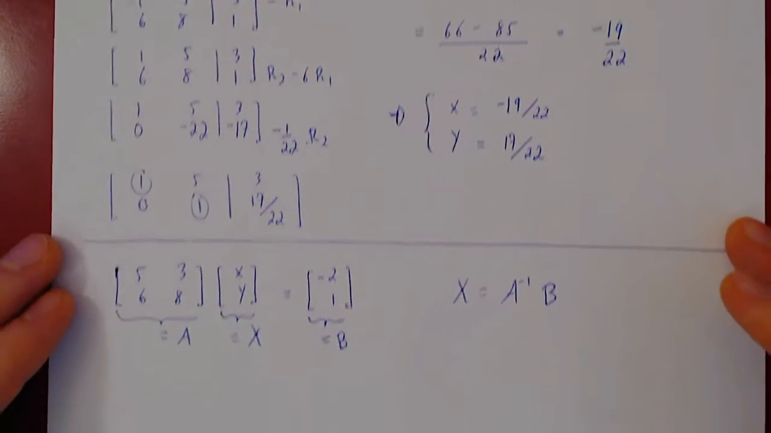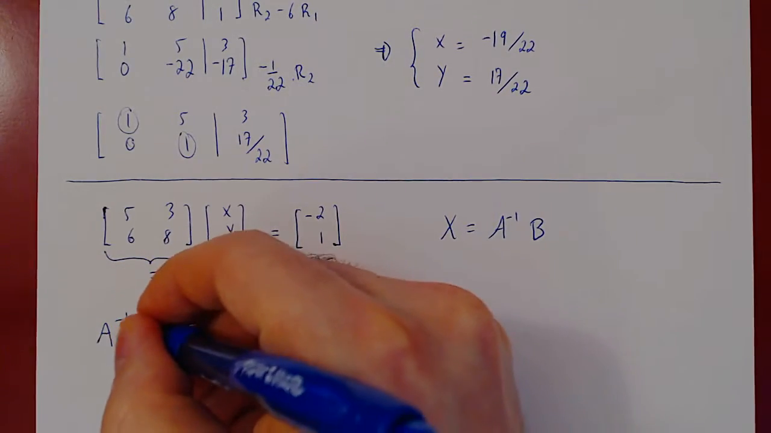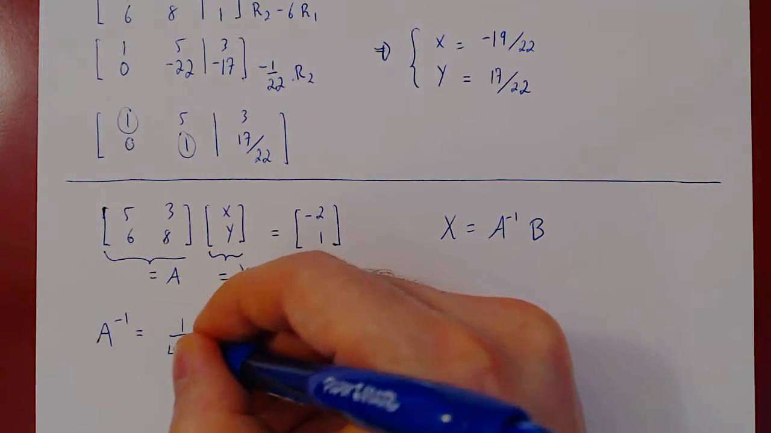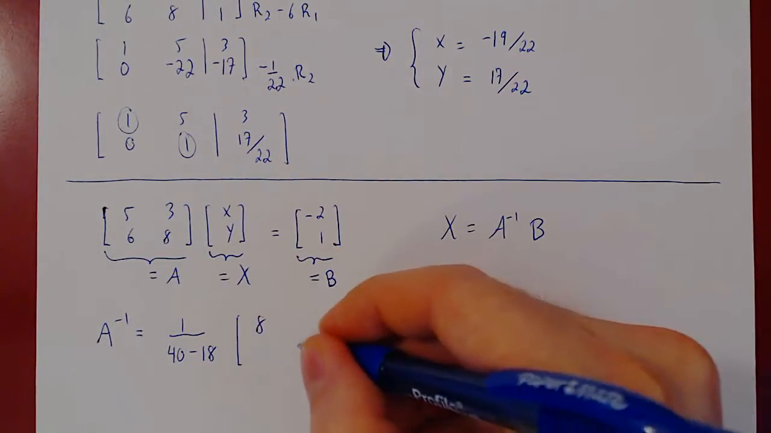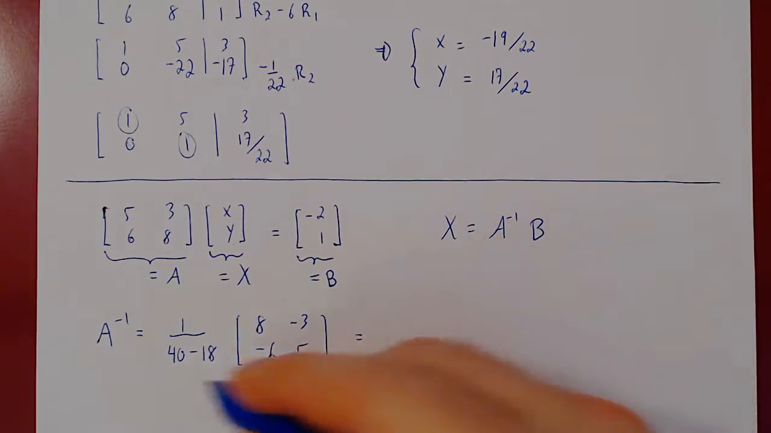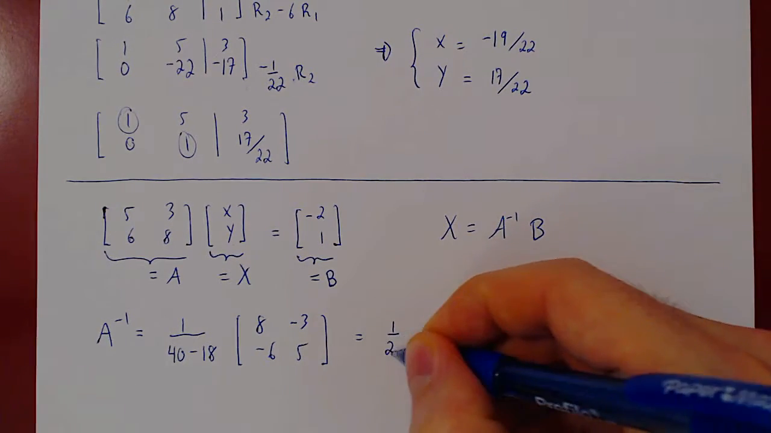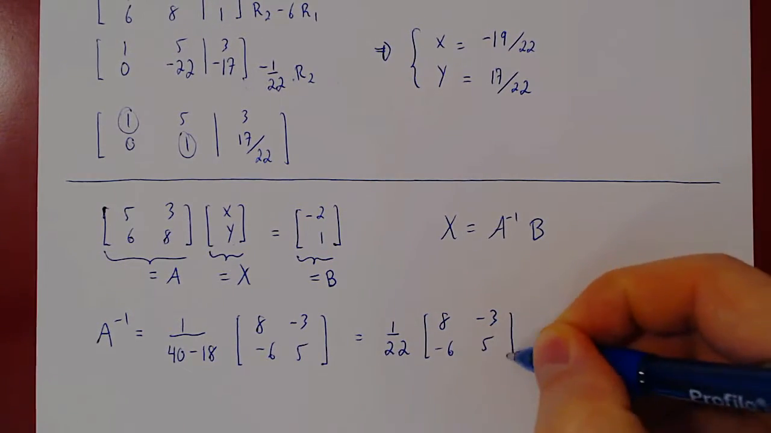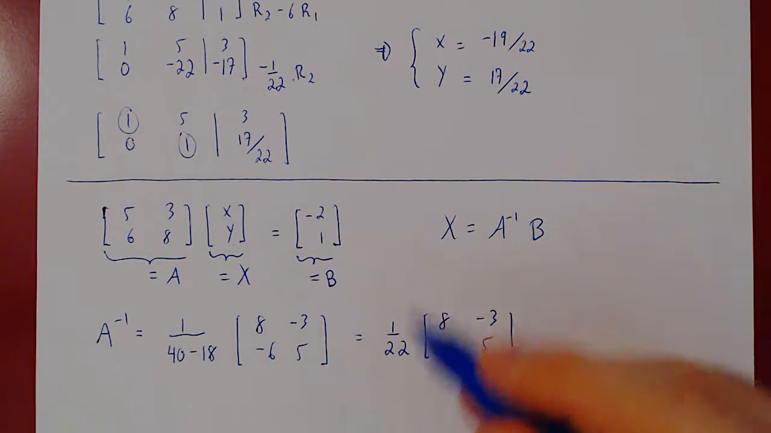Well, let us find A inverse. As A is a 2 by 2 matrix, we have the shortcut formula. A inverse we know will be 1 over AD minus BC. So 5 times 8, 40, minus 3 times 6, 18. We flip the diagonal entries, and we negate the other two entries. Well, 40 minus 18, 1 over 22. So far it's looking good. Times 8, negative 3, negative 6, 5. And now the only thing left to do is multiply B from the left by A inverse.